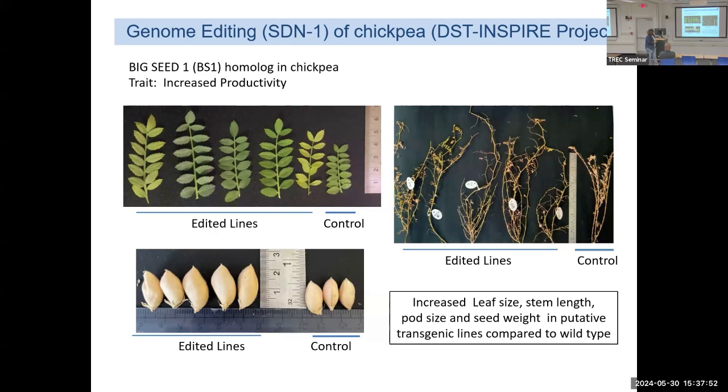When I got the edited lines, this is the control, and this is the edited line. When I compared the phenotypic characters of the control and edited lines, all the edited lines showed increases in leaf size, stem length, pod size, and seed weight in the transgenic line. So the BS1 gene in chickpea also has the same function as in soybean.